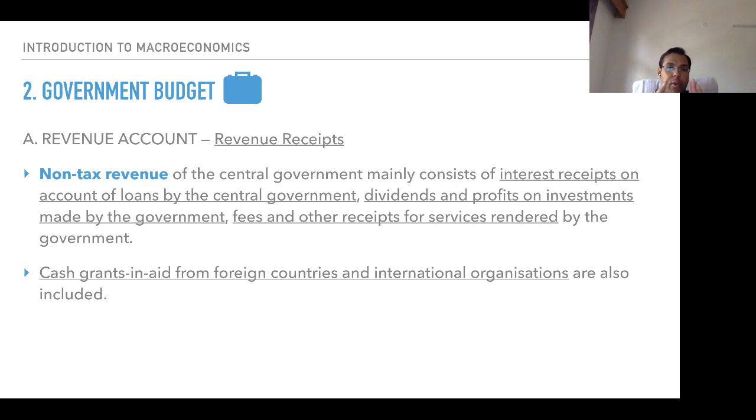If it is day-to-day revenue and not taxes, it is called non-taxation revenue. This is something which is included in non-taxation revenue. Followed by that, the next thing is cash grant in aid from foreign countries. Cash grant in aid from foreign countries and international organizations are also included.